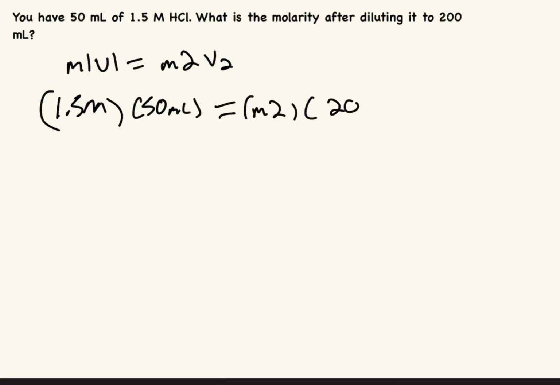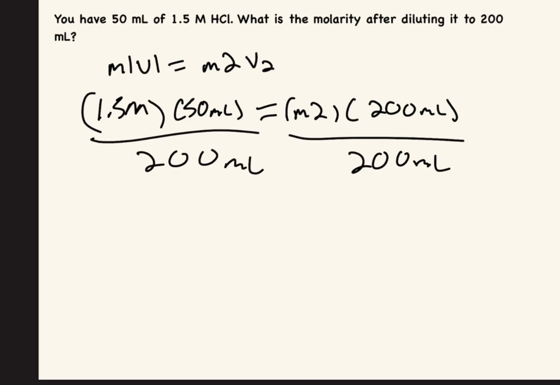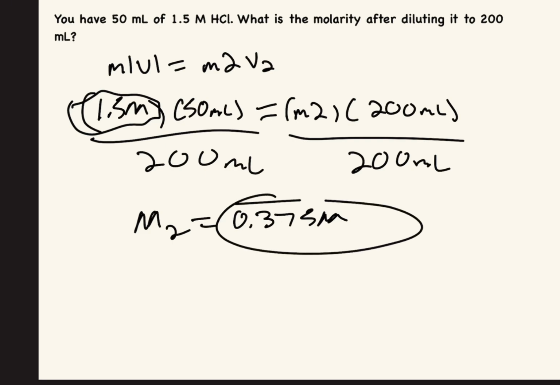So then, given this, and simply solve for M2, we'll just divide 200 milliliters on both sides. We'll solve for that after getting 200 milliliters on both sides, and we'll have a final concentration of 0.375 M. You can simply just plug this in the calculator, do 1.5 right here, multiply that by 50, and then divide the whole thing by 200, and that'll give you this answer right here.